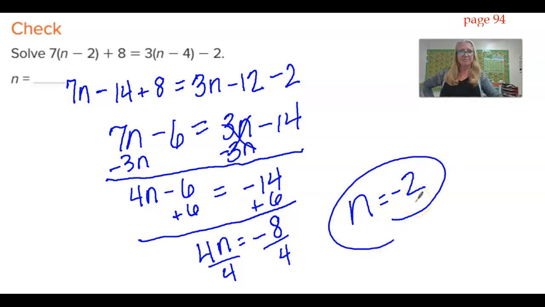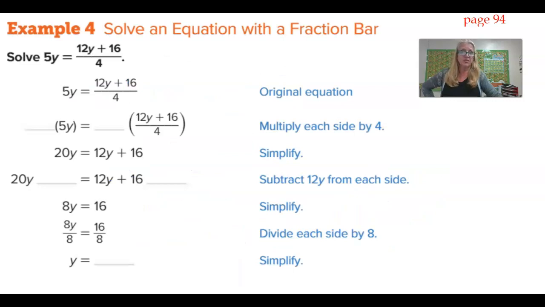Yeah, that's fun. There's a lot in this section, so that's why I broke it up into two. This is just half of it. Okay, so now they want to introduce you to solving an equation when it has a fraction bar. There are lots of ways to complicate equations, and this is one of them.